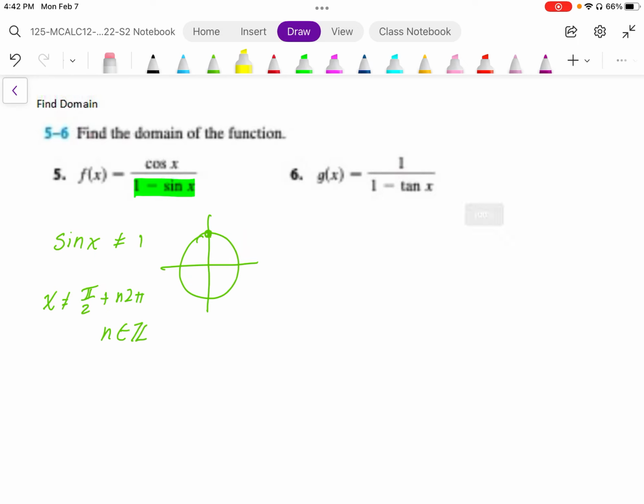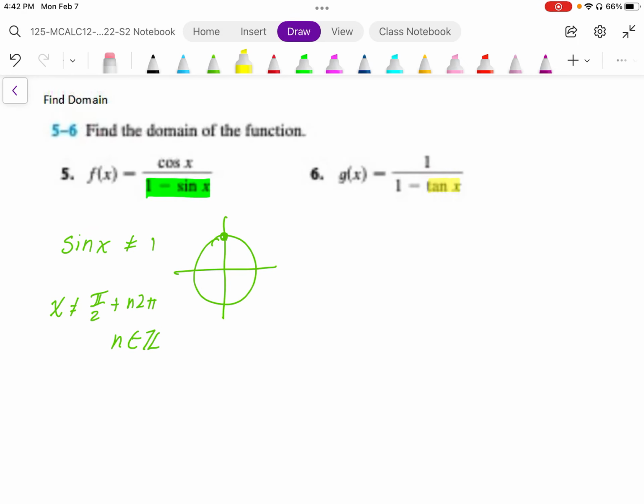For number 6, we have two restrictions. One is the tan itself has a denominator of cosine. So cosine x can't be equal to 0. Okay, so what that means, and tan has vertical asymptotes at pi over 2 and negative pi over 2, and it repeats itself. So x cannot equal negative pi over 2, pi over 2, dot, dot, dot. So we're going to write that as pi over 2 plus n pi. Okay, so the restriction repeats itself every pi, every half circle.